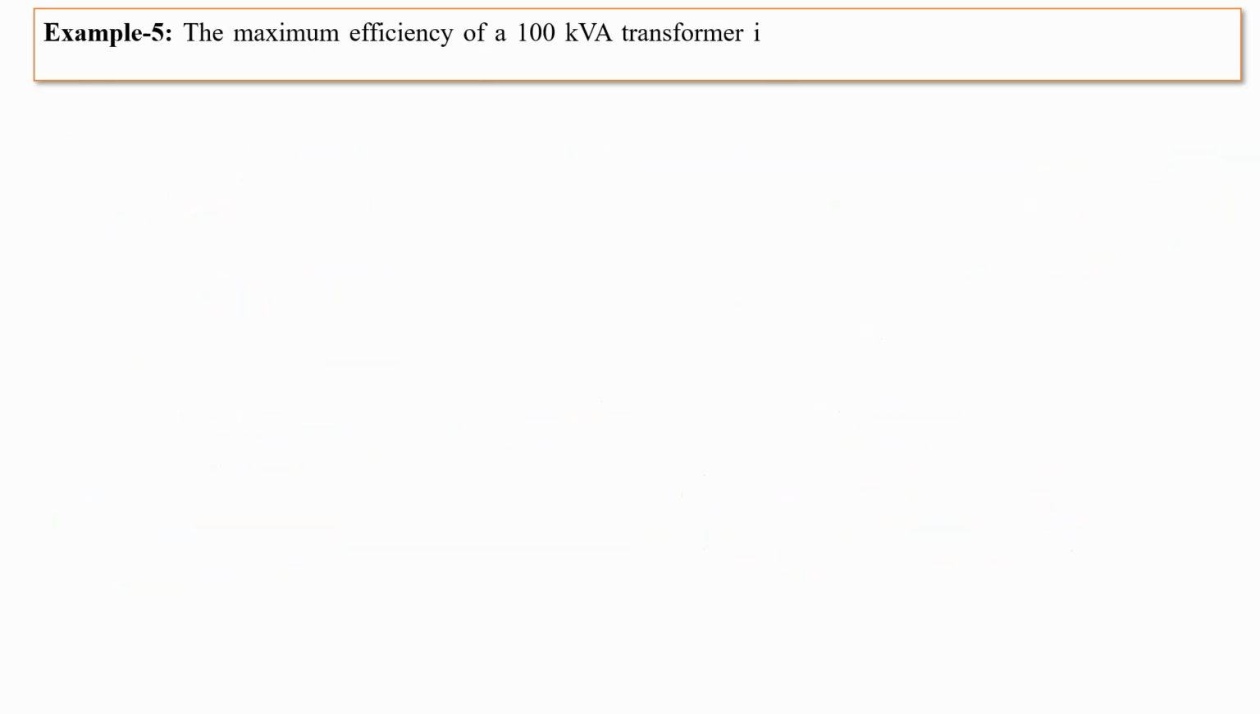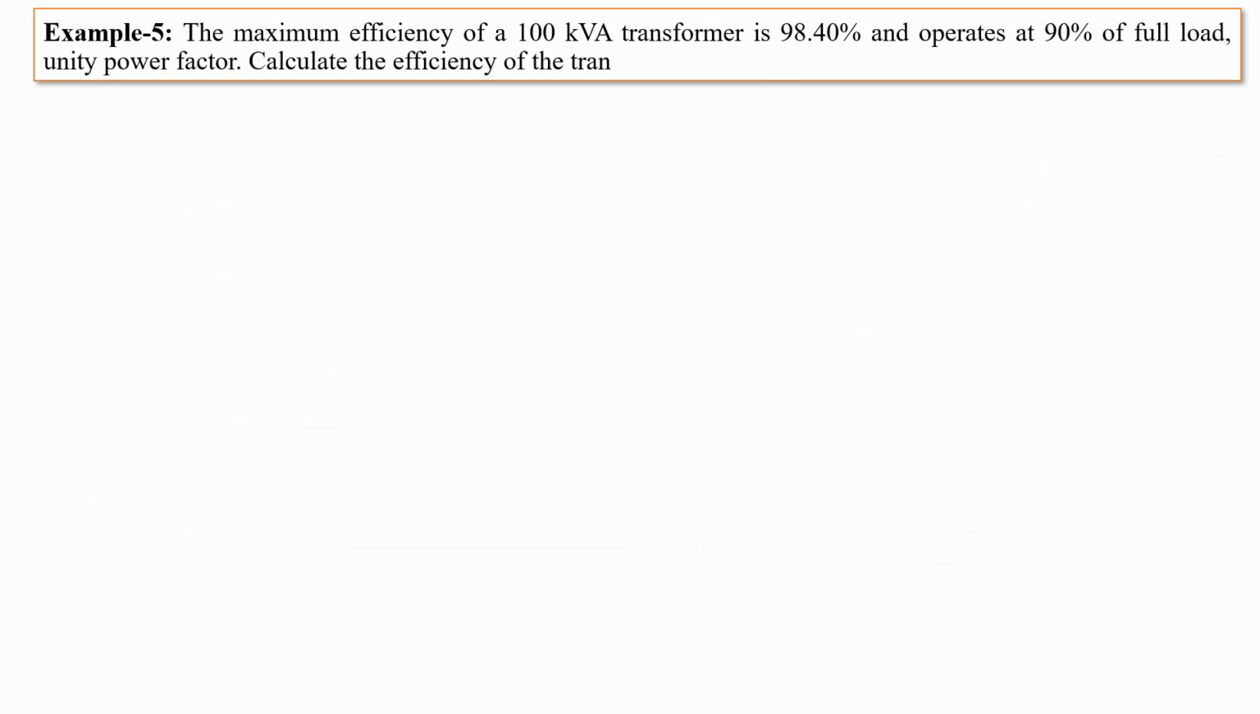Next question. The maximum efficiency of a 100 kVA transformer is 98.4% and it operates at 90% of the full load at unity power factor. Calculate the efficiency of the transformer at unity power factor and at full load. So let's see the solution.